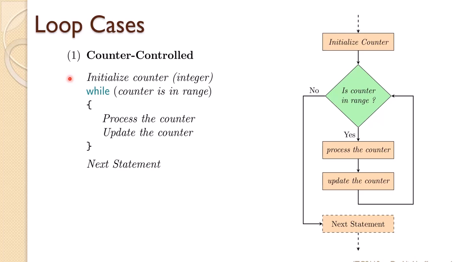In some problems, we need to repeat a certain step 10 times. So I need a loop to repeat 10 times by using a counter-controlled while loop. When we say counter-controlled, it means the loop is controlled by a variable that works as a counter.